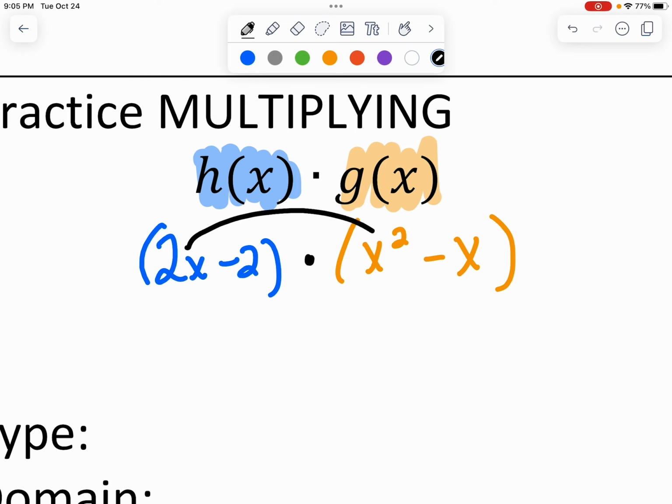2x to the third minus 2x squared, minus 2x squared, plus 2x. Now we're not done because we have to combine like terms. CLT. What do you get? Minus 4x squared, combining those like terms, plus 2x. So that is the end.